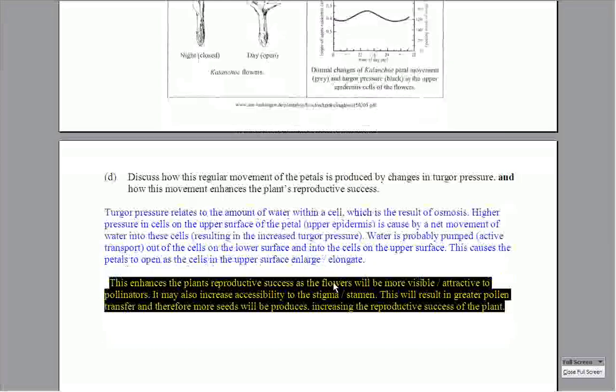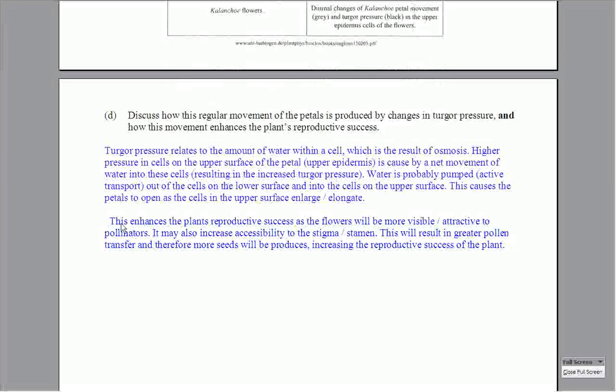Alright, basically flowers attract pollinators, so this enhances the plant's reproductive success as the flowers will be more visible or attractive to pollinators. It may also increase accessibility to the stigma or stamen. This will result in greater pollen transfer and therefore more seeds will be produced, increasing the reproductive success of the plant. Okay, and that's really the second key point there. Okay, flowers attract pollinators, pollen transfer results in seed production, reproductive success. Cool, okay, and I think that's it. So let's move on to the next one.